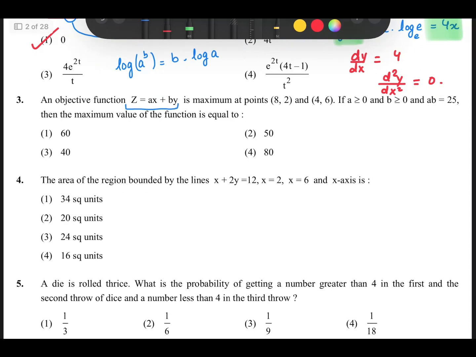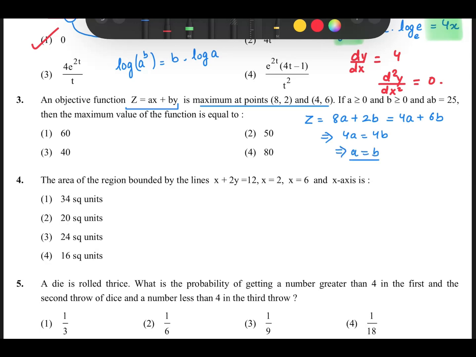Again, you have an objective function which is maximum at these two points, so you can plug in these points. First plug in 8, 2, then 4, 6. When you plug in 8, 2, instead of x you put 8 and instead of y you put 2, so you get 8a plus 2b. That is also equal to plugging in 4, 6: instead of x you put 4, so you get 4a plus 6b. If they are the same, then 4a equals 4b. You can cancel 4 on both sides and you get a equals b.